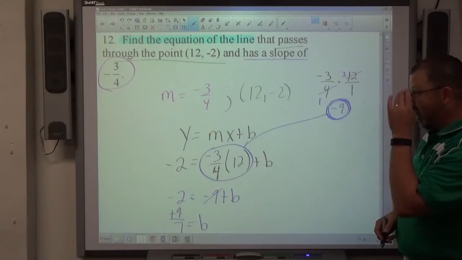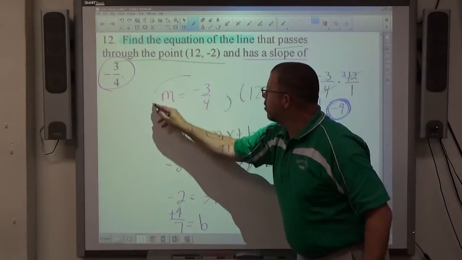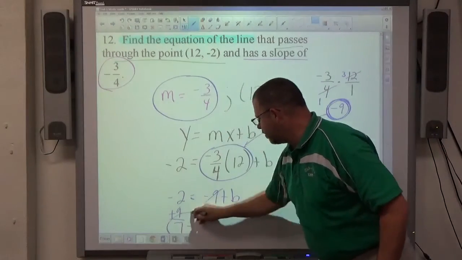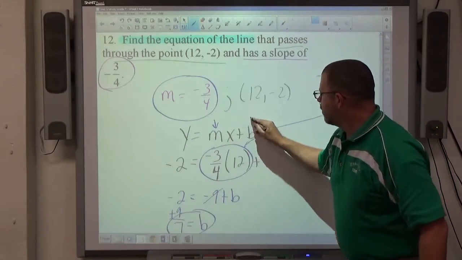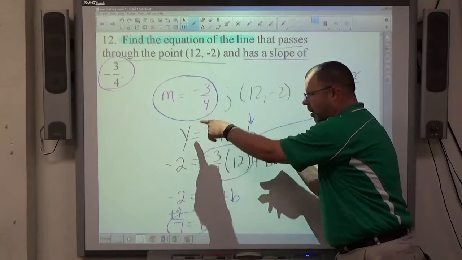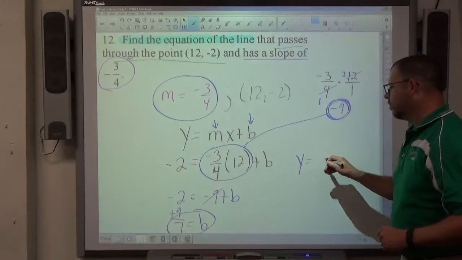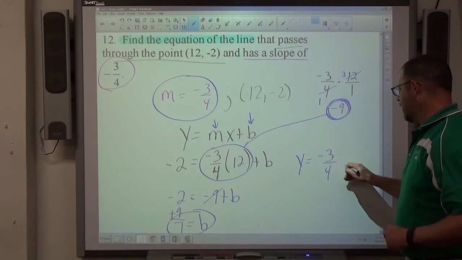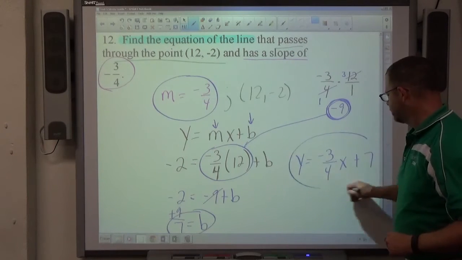This time notice b is a positive number. So I know my slope, I know my y-intercept, so my answer is going to be this black equation. X and y are going to be there. M and b get replaced with numerical values. So y equals negative 3/4 x plus 7.